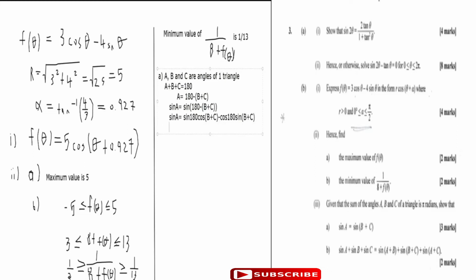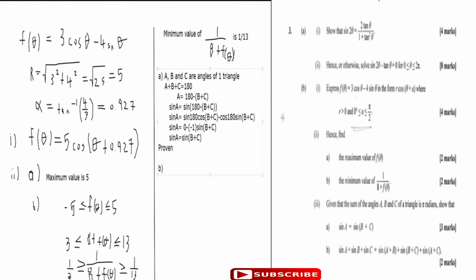So what I'm getting now is that the sine of A is equal to, the sine of 180 is 0, so this works out to be 0 minus the cosine of 180, which is minus 1, times the sine of B plus C. Nice. And so minus becomes plus, so the sine of A is the sine of B plus C. Nice and easy. Since the sine of A is equal to the sine of B plus C, it is proven.